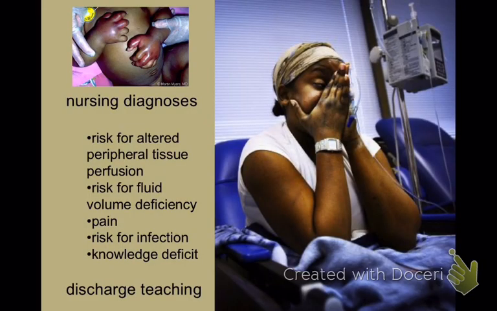So some nursing diagnoses: they're at risk for altered peripheral perfusion, fluid volume deficiency, pain, and risk for infection, especially if they get their spleen out, right? They're at higher risk for infection, and lots of knowledge deficits if we don't educate. But can you see this crisis that this poor child's having? They're red, they're swollen, they're painful.